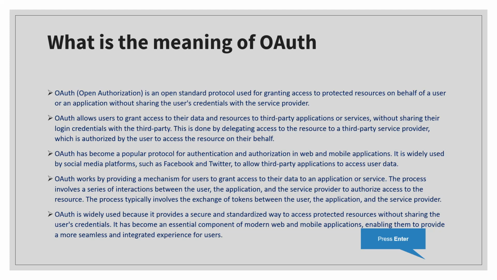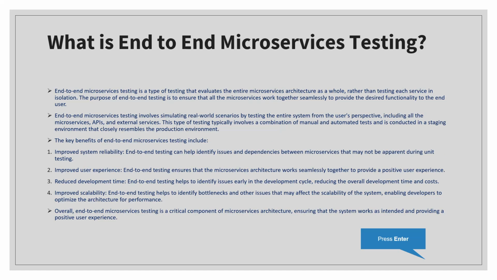And the last point you can also mention, OAuth is widely used because it provides a secure and standard way to access protected resources without sharing the user credentials. It has become an essential component of modern web and mobile applications, enabling them to provide a more seamless and integrated experience for users. What is end-to-end microservices testing?